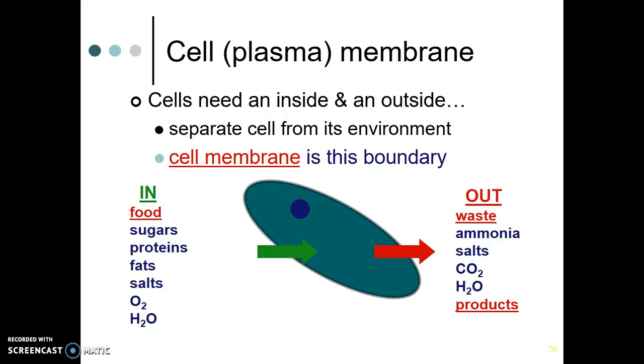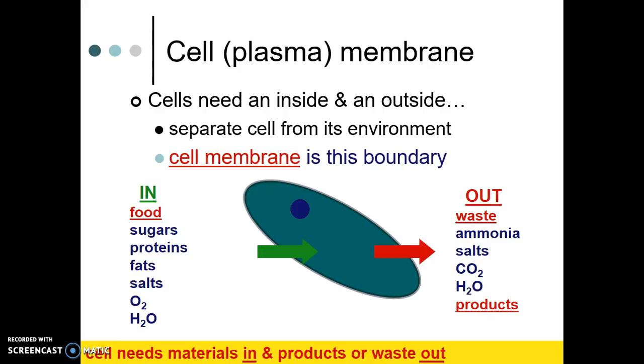Well, it needs to get out waste. It needs to get out the garbage, such as ammonia, excess salt, carbon dioxide, and excess water. Okay? So the same things that you need to get out of your body, that each individual little cell in your body needs to get that stuff out too.